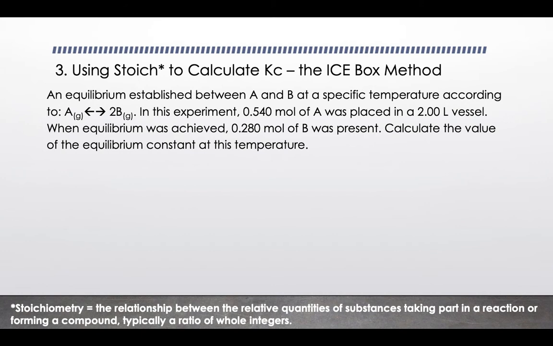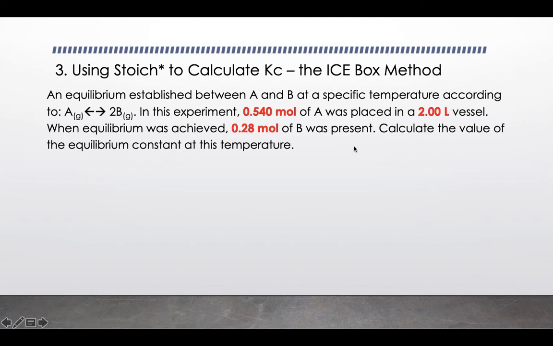An equilibrium is established between A and B at a specific temperature, and the balanced equation is A becoming 2B. In this experiment, 0.54 mole of A was placed in a 2-liter vessel, and the equilibrium was achieved. And 0.28 mole of B was present at the end at equilibrium. We are asked to find the value of the equilibrium constant at this temperature. So I've highlighted the important information from this question.